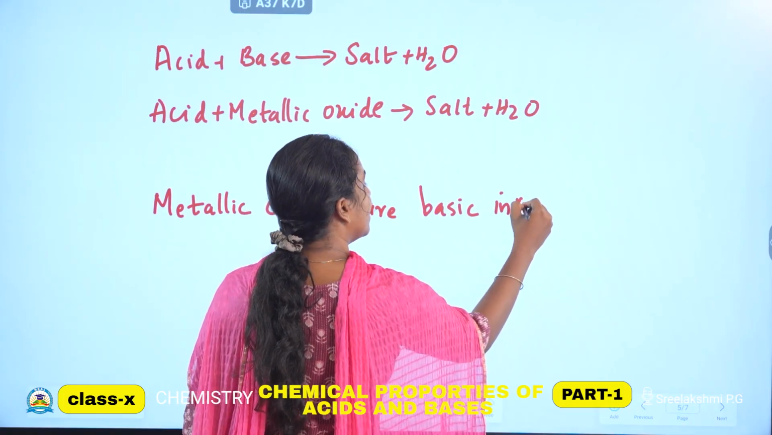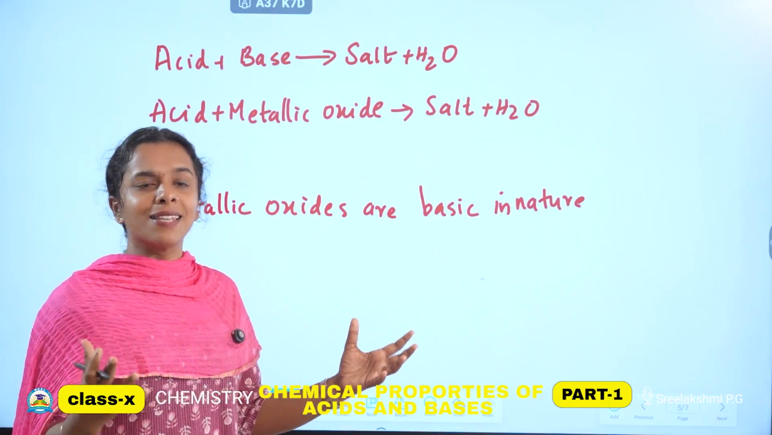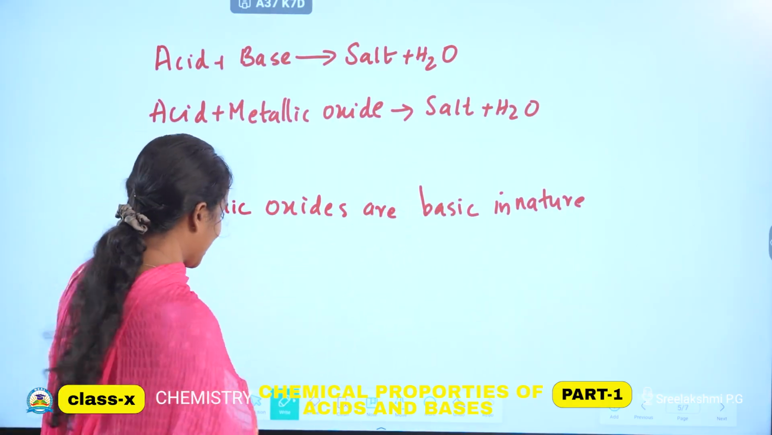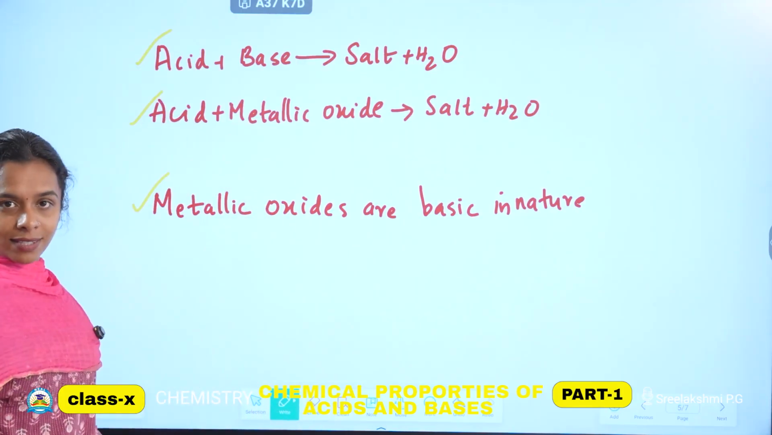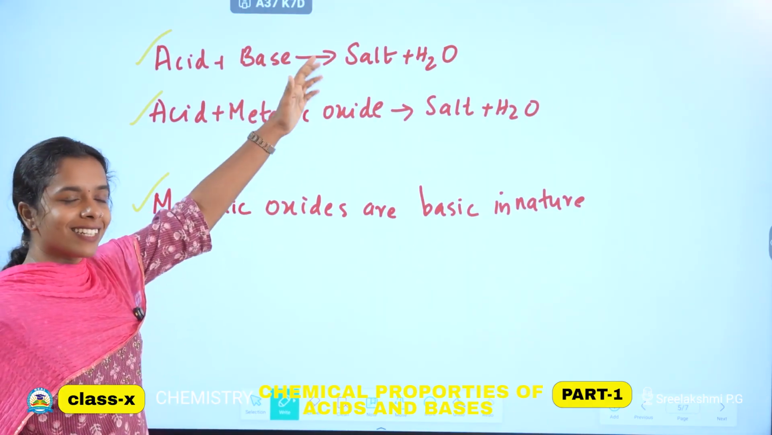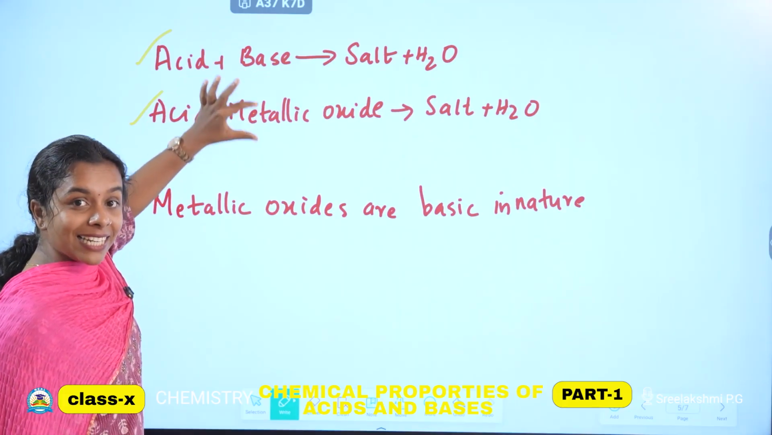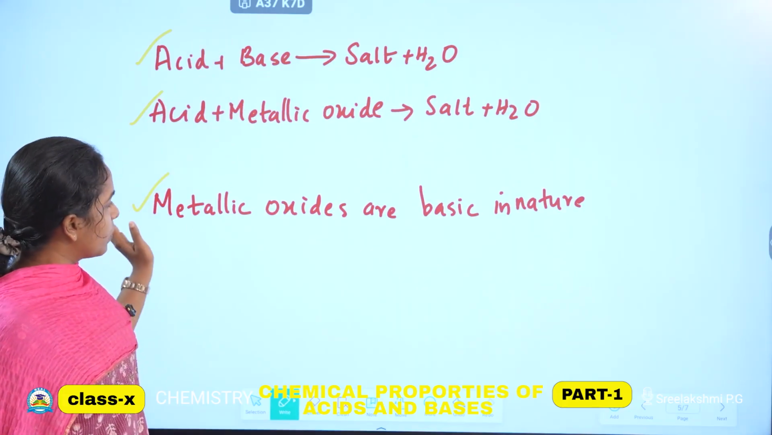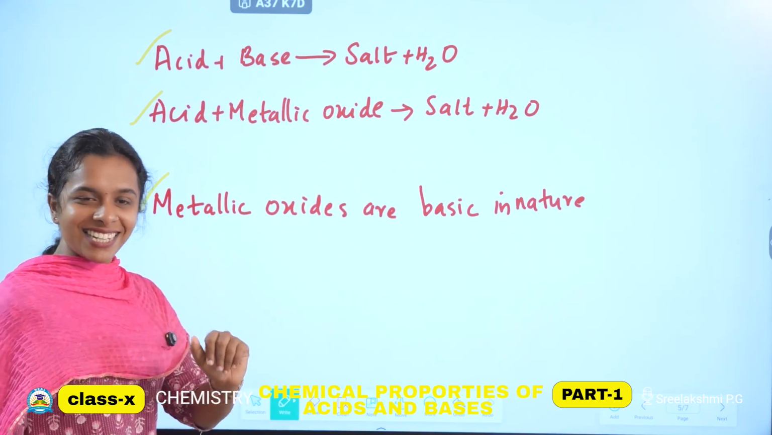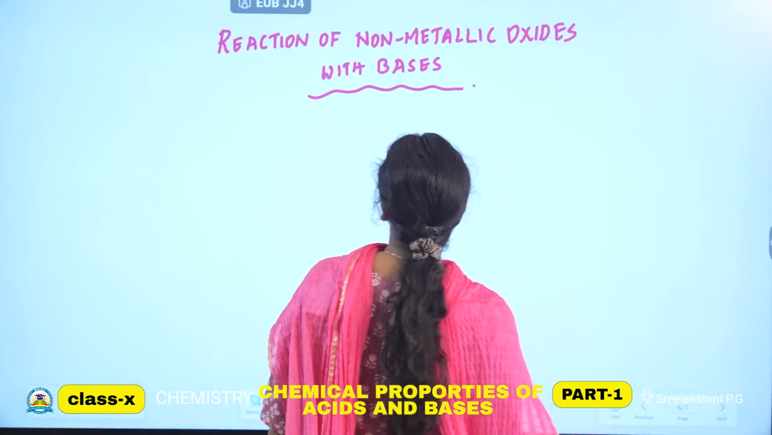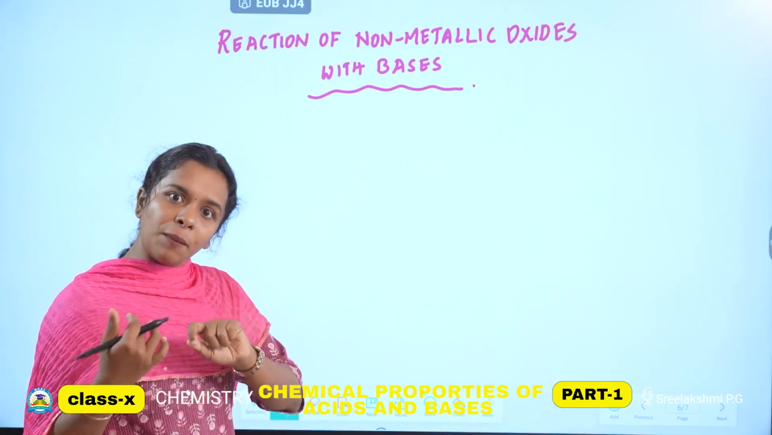Basic in nature. It's very important. So when you consider all the metals, they are basic in nature. Since it is a very important point, we can put some ticks for all of this. The first one is a neutralization reaction, and the second one shows that metallic oxides are basic in nature. And the third one is just the definition, that metallic oxides are basic in nature. Now we will move on to the third one, that is, the reaction of non-metallic oxides with bases.